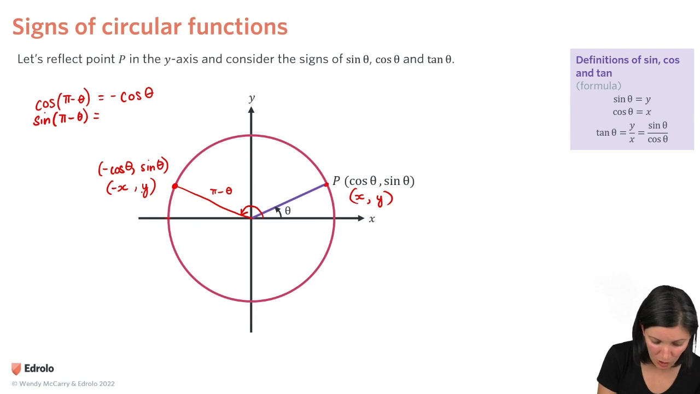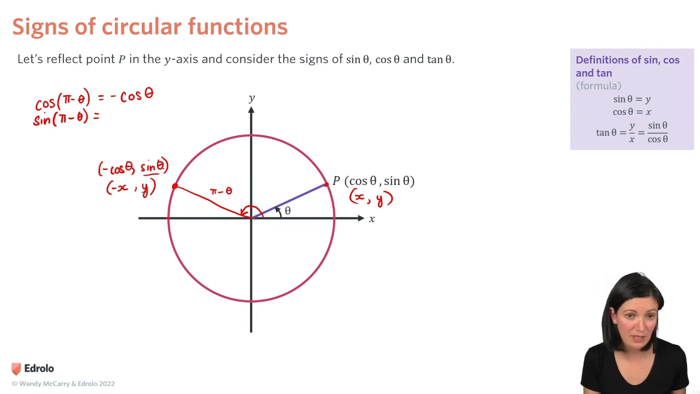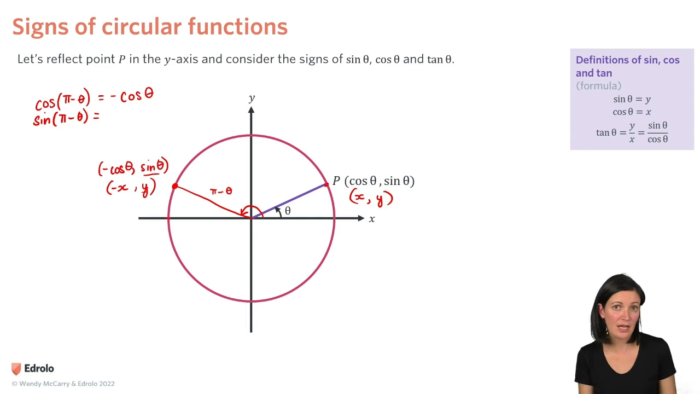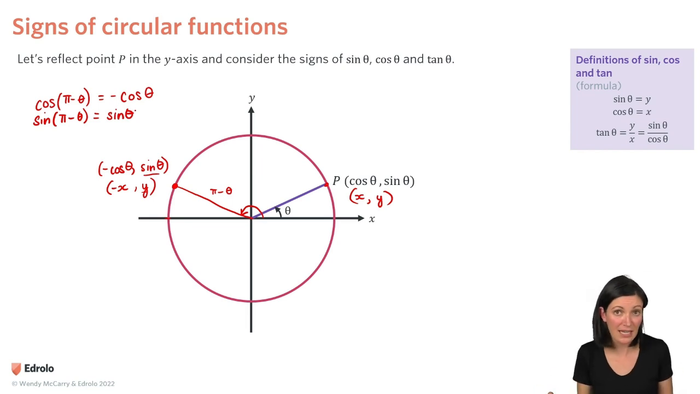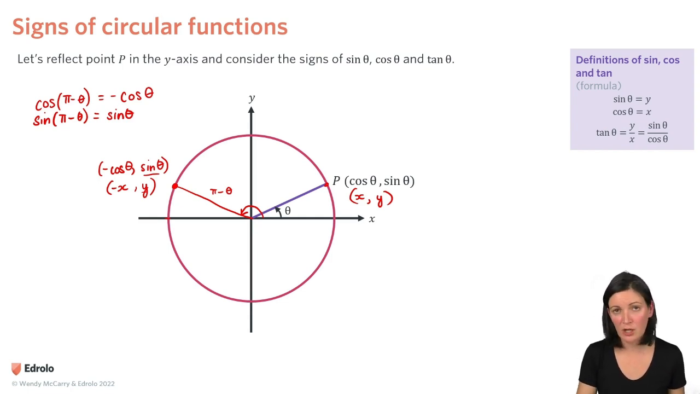Similarly, we can say that the sine of π minus θ, do you see how sine, the y value, stays positive in that quadrant? So the sine of π minus θ is basically equal to the sine of θ. And what that means with numbers is that, I'm going to work in degrees because it's just a bit easier to explain.